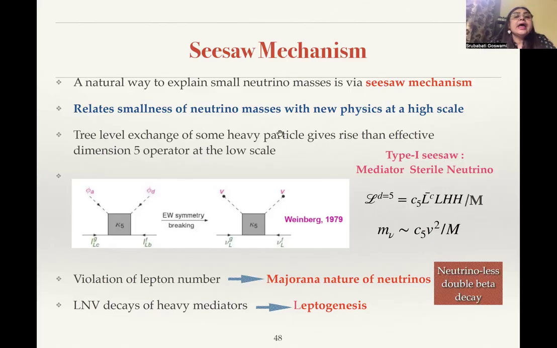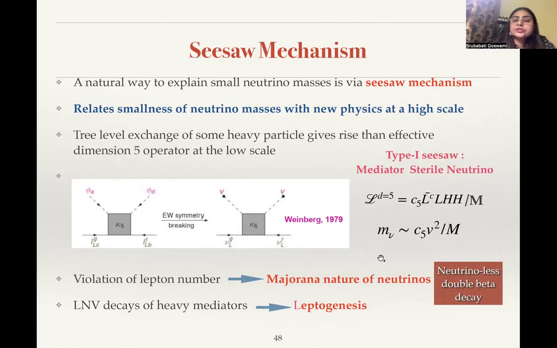which relates the smallness of neutrino masses with new physics at a high scale. And this happens due to tree-level exchange of some heavy particle at the high scale, and that gives rise to an effective operator. And this is the seesaw mechanism. In the type 1 seesaw, the mediator is the sterile neutrino. So the type 1 seesaw needs a very high scale sterile neutrino to give small neutrino masses. And this Weinberg operator LLHH violates lepton number, because L and L^C bar have the same lepton number, by 2 units.